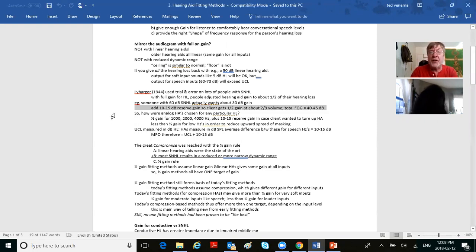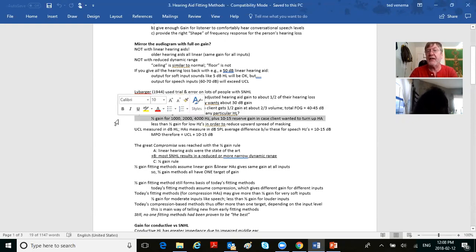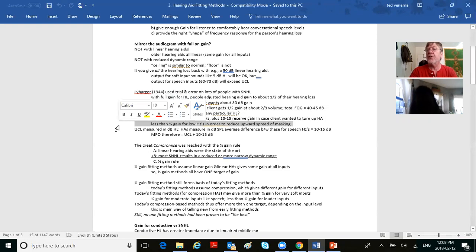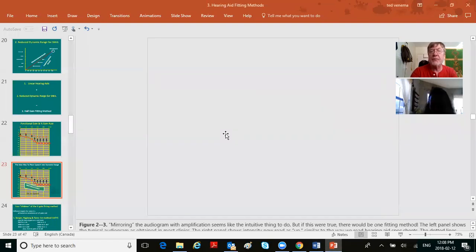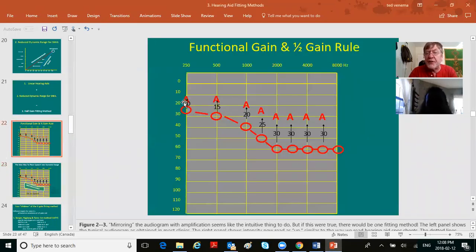So how were analog hearing aids chosen? Half gain for the high frequencies, plus 10 or 15 reserve gain in case the guy wanted to turn up his hearing aid. A little bit less than half gain for the lows. And read what it says there, to prevent the upward spread of masking. Have a look-see here. I'll show you on the picture. Whoa! PowerPoint went weird. Look at how the A's on the left here are not halfway up. See how this A here is only 10 dB above the threshold? That's what I mean by a little bit less than half gain for the very low frequencies.